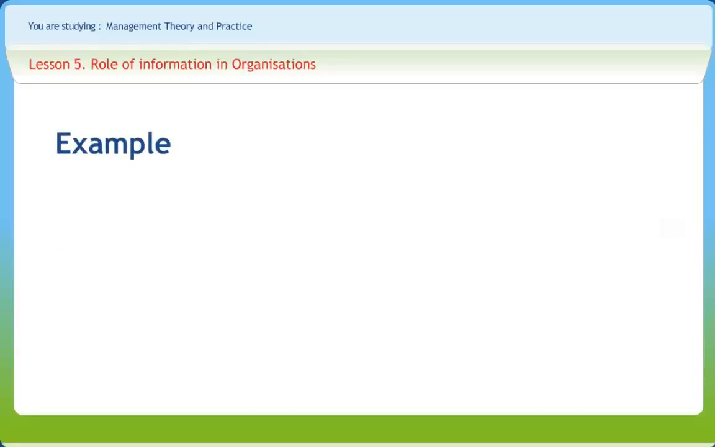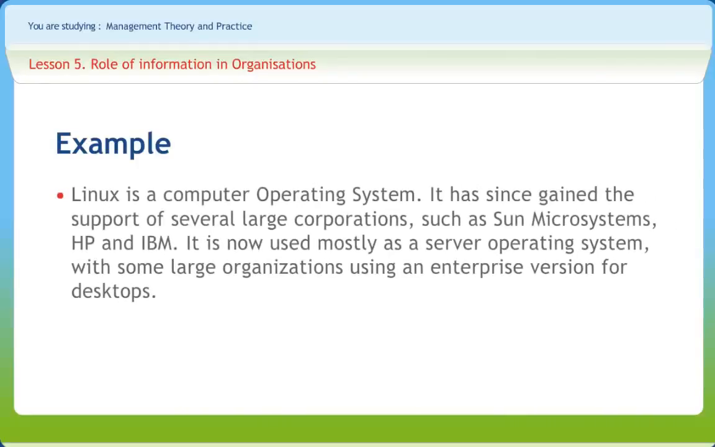Similarly, let us take the example of Linux. All of us know that Linux is an operating system that has gained the support of several large corporations such as Sun Microsystems, HP and IBM. It is used mostly as a server operating system, with some large organizations using an enterprise version for desktops. It gives us many advantages, the main ones being its low cost, stability, performance, network friendliness and security, flexibility, compatibility, choice, fast and easy installation, multitasking and open source.